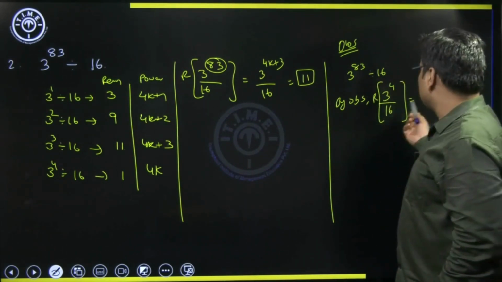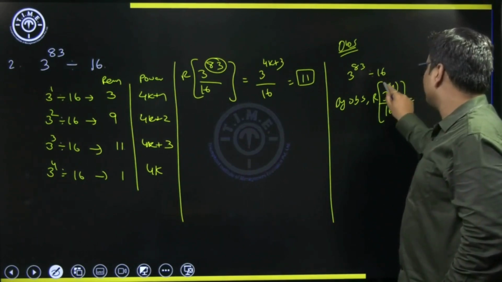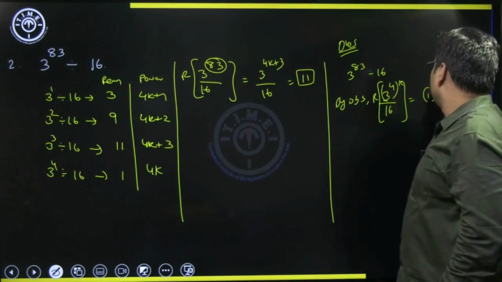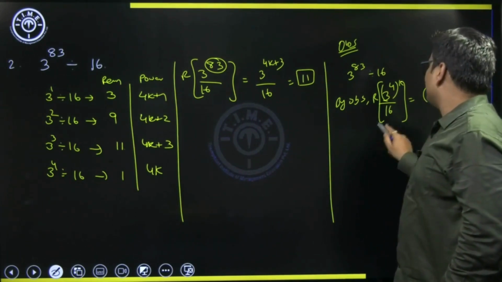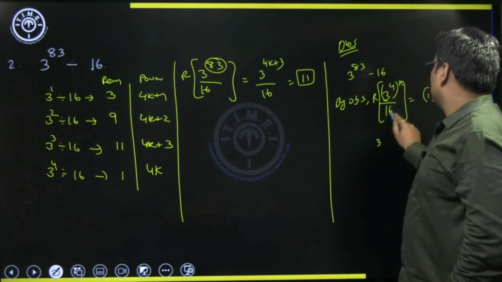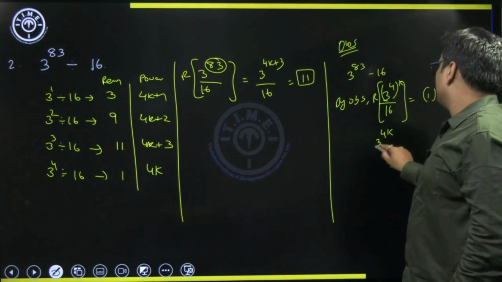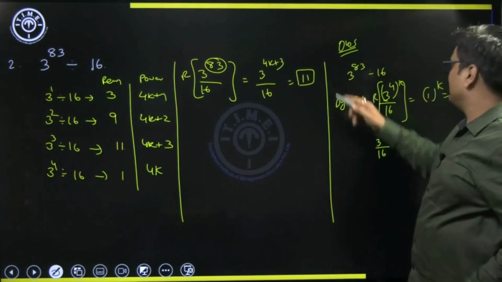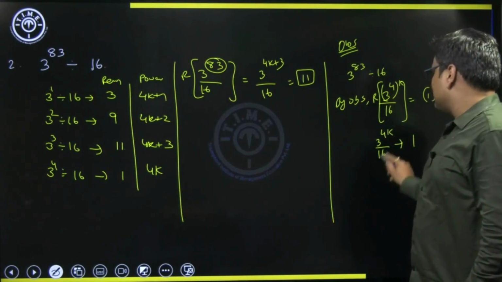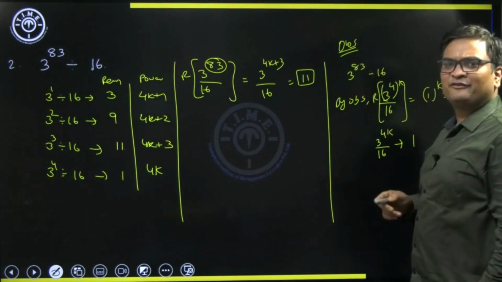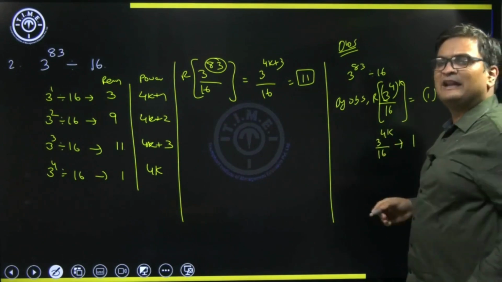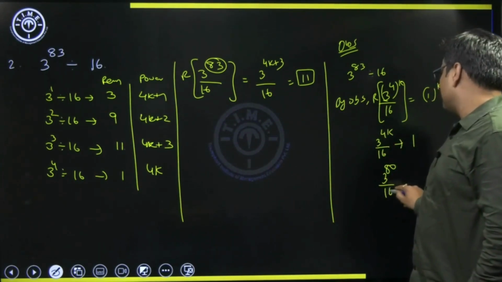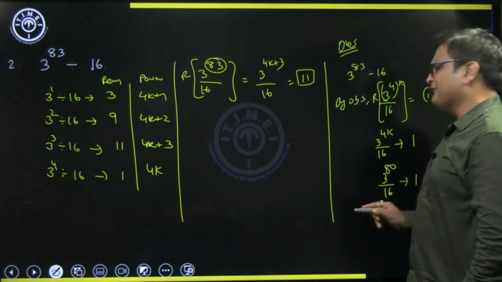So, if 3 power 4 is giving you remainder 1, that means for the whole thing raised to the power k, the remainder will become 1 power k. So, if your number is 3 power 4k, when divided by 16, my remainder will be 1 always. Now, come to the question, 3 power 83. What is the closest multiple of 4 less than this? 80. So, 3 power 80 divided by 16, can I say the remainder will be 1?